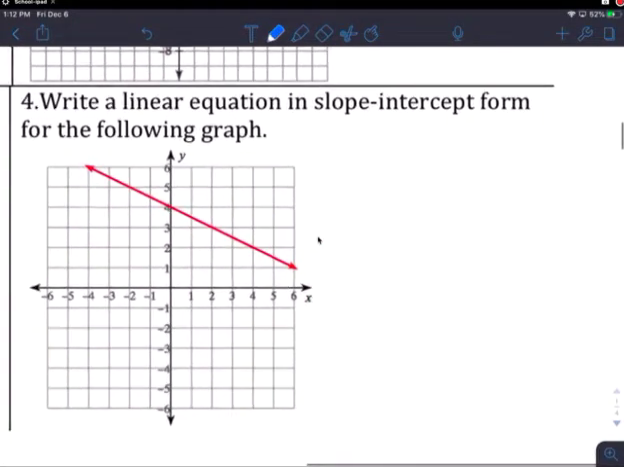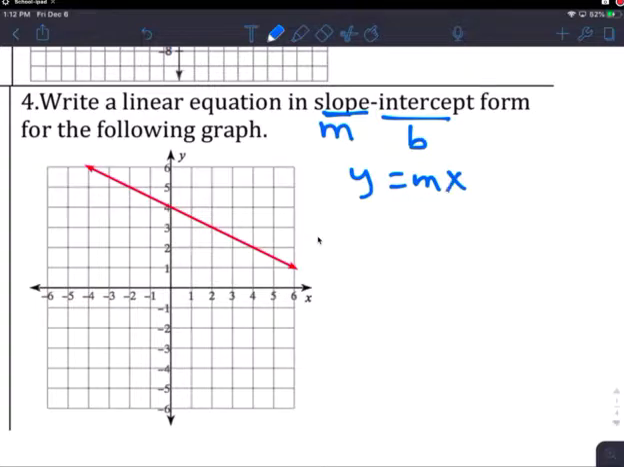And then write an equation in slope-intercept form for the following graph. Slope is m, intercept is b. So y equals mx plus b. We know that the y-intercept is at 4, that's b. Okay, we need to know what m is. There's another way to find m from a graph. You put all the coordinates that can be put in, that gets you whole numbers.